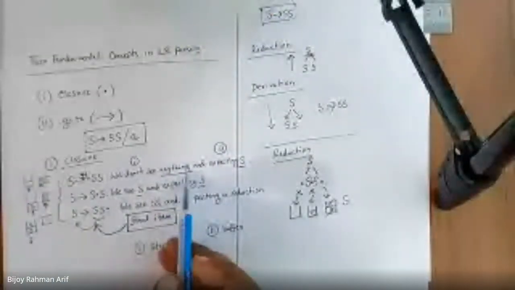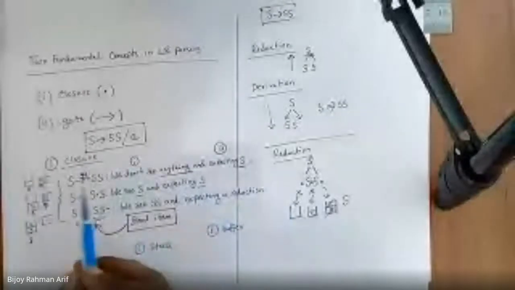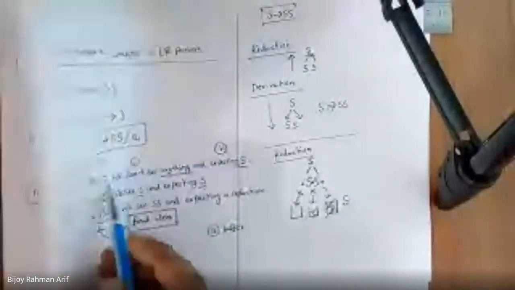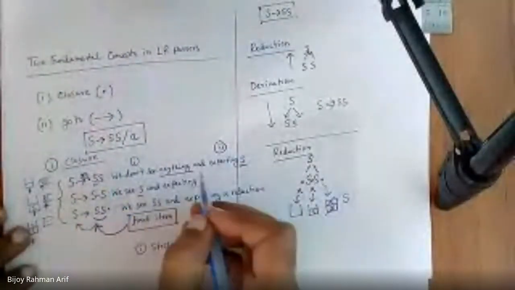Nothing, it is empty. So it means we did not see anything. We did not see anything. And what are we expecting? We are just going through what is just after the closure operator. Just after the closure operator, we have a capital S. So we are expecting an S.